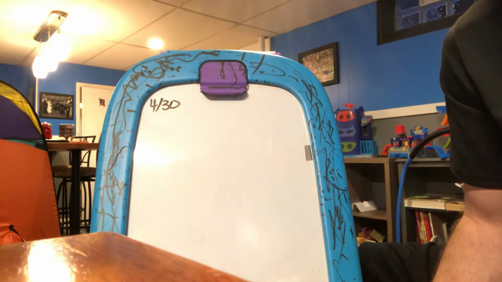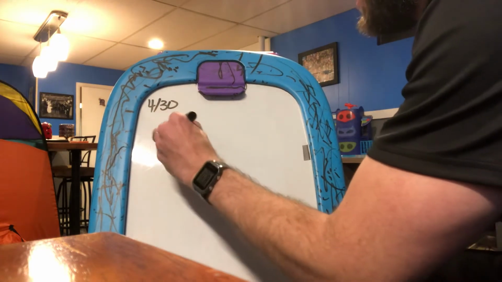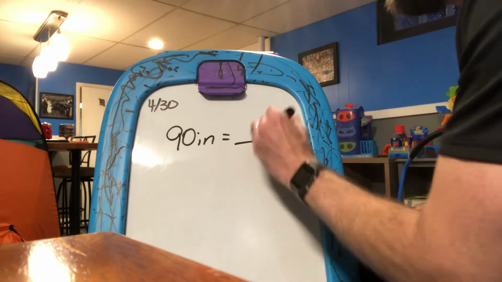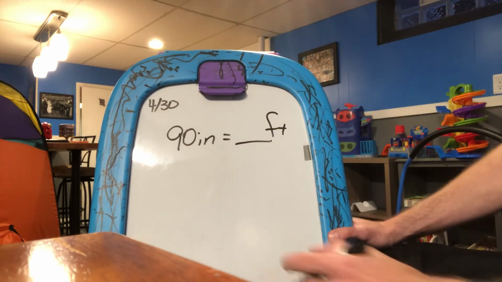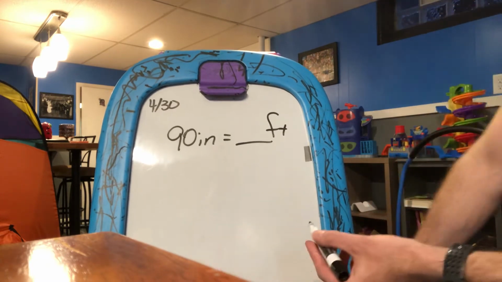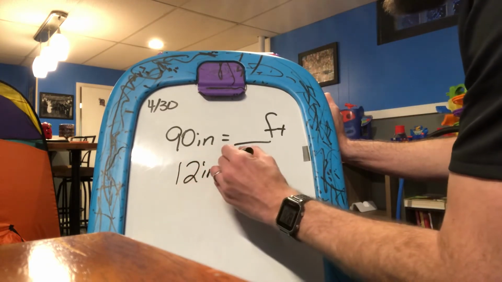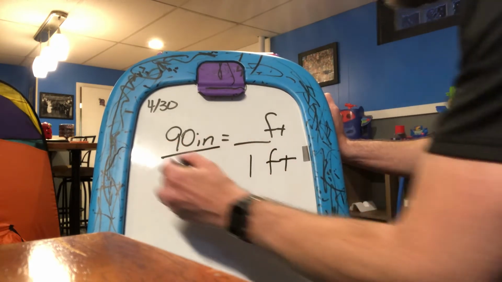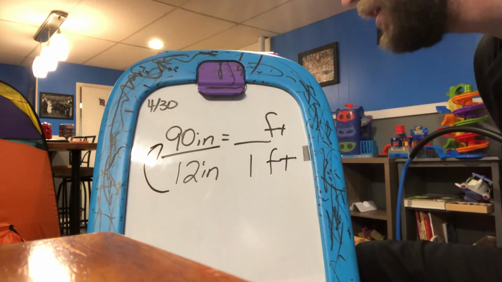I think I'm on the second one. Okay. 90 inches equals how many feet? Well, what do we know? We know that 12 inches is in 1 foot. So the question is, how many 12s are in 90?